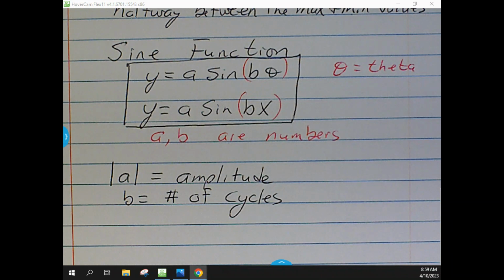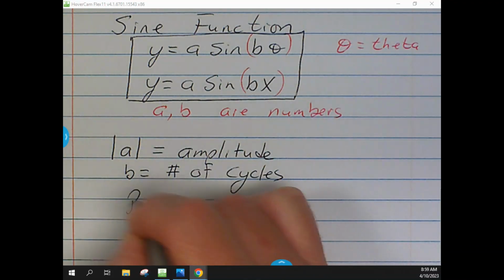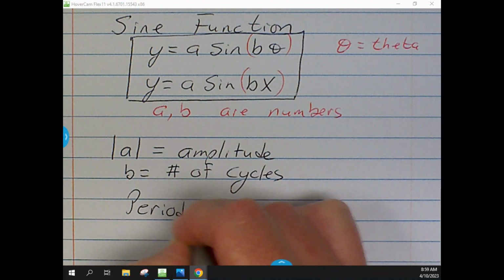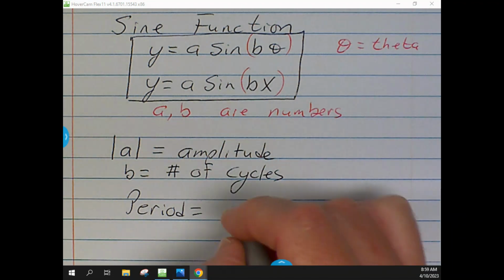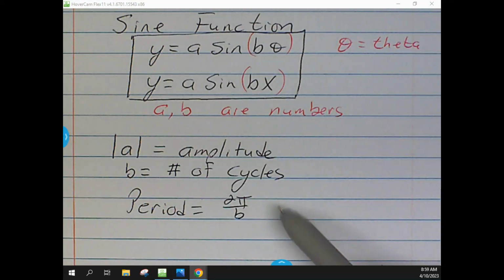All right, your B value, that's the number of cycles, which you don't really need by itself, but it's the next thing you need to go with this one. And to get the period, which is one of the big things they're going to ask you to do in this case, the period is going to be 2 pi divided by B.